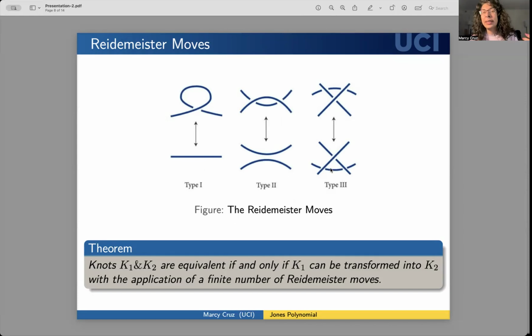So what we can do is we can take a strand and we can introduce or remove a loop. We can take two strands and slide them across each other, or we can take a strand and move it across some crossing. And again, as long as we're not cutting the knot or passing a strand through another strand, we're good to go. And this leads us into Reidemeister's theorem, which essentially states that two knots are equivalent if and only if we can transform one knot into another through a finite application of Reidemeister moves.